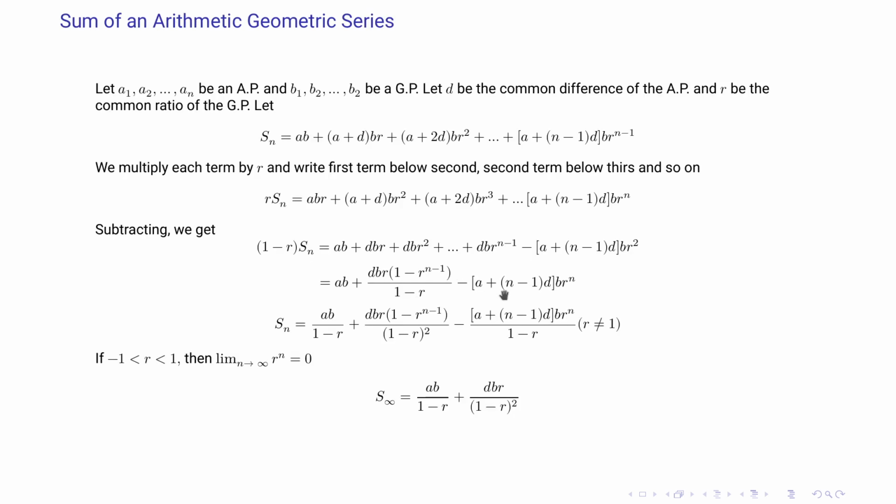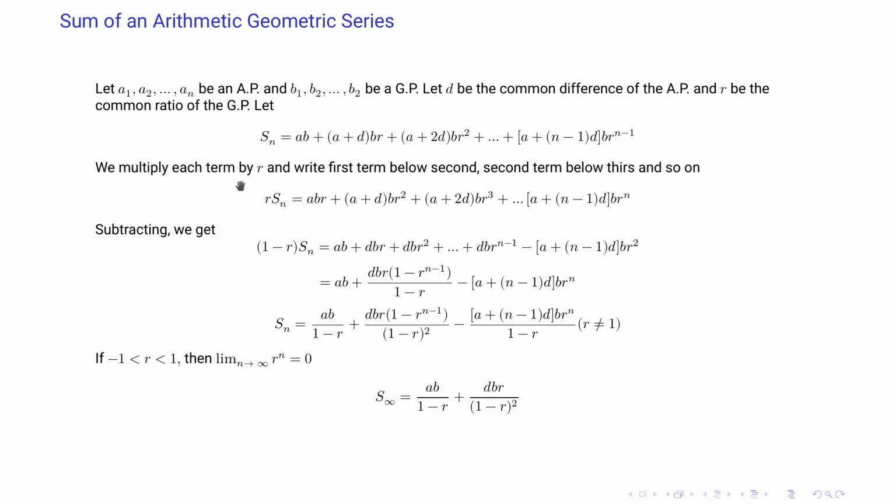Now the question is, how do you find the sum of such a series? So we let a1, a2 up to an be an AP, and b1, b2 up to bn be a GP. d is the common difference and r is the common ratio. Then the sum would be ab plus (a plus d) into br plus (a plus 2d) into br square. Now notice that here a and b are the first terms, d is the common difference, r is the ratio, and so on.